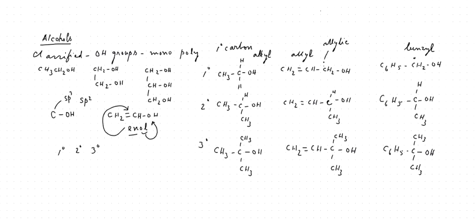So the classifications: first, the classification of alcohol is based upon the number of OH groups present. And secondly, the classification is based upon the nature of the carbon atom to which the OH group is attached. And you are all, I think, very familiar with the nomenclature of alcohols. See the nomenclature of alcohol.